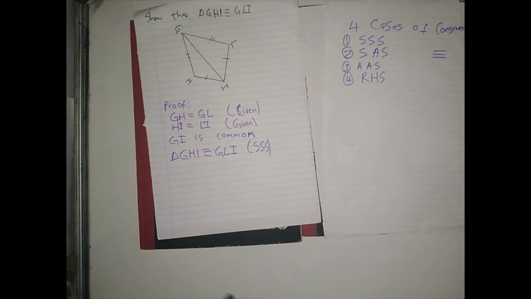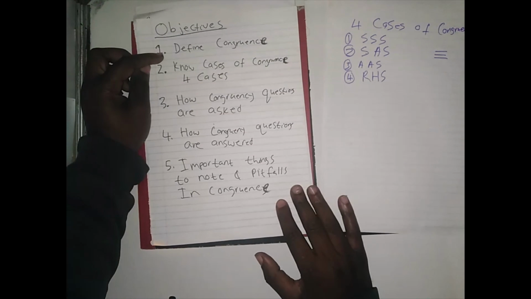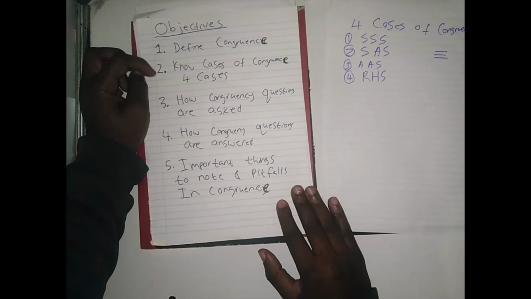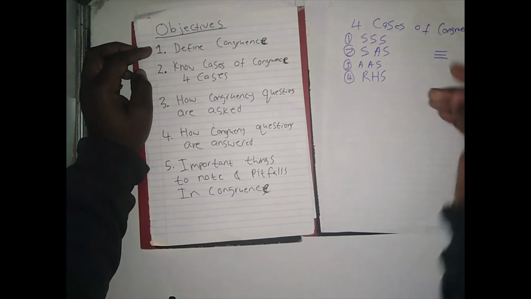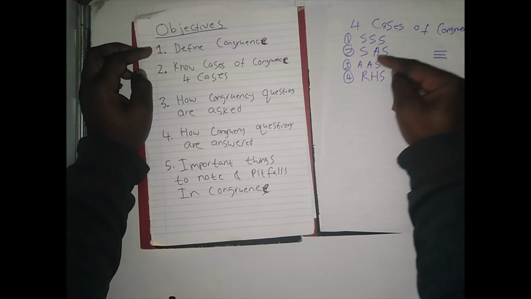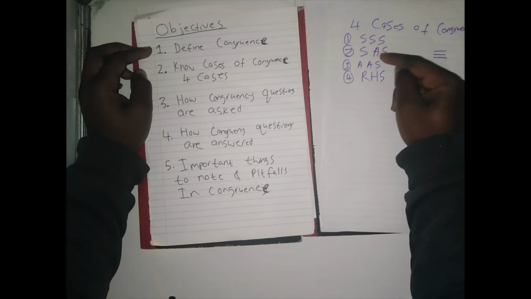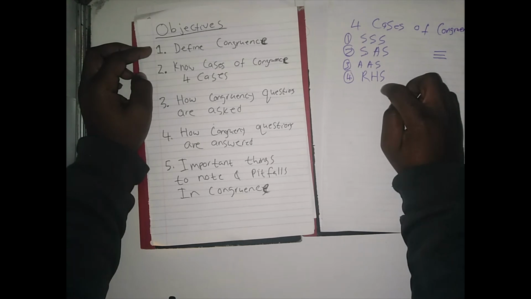Okay, so now let's go back to our objectives and see if we were able to meet them. Were we able to define congruence? Yes. When we say congruent, we simply mean that the two triangles can fit into each other. Do you now know the cases of congruence? Four of them, yes. There is side, side, side; side, angle, side, where the angle must be in the middle of the two corresponding sides that are equal; angle, angle, side; and the last case, which is right angle, hypotenuse, side.